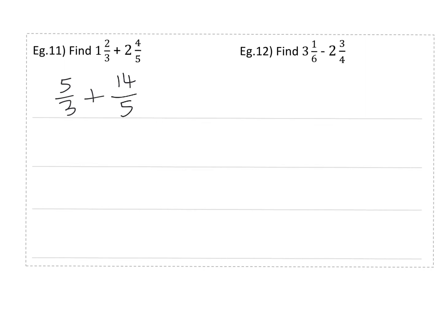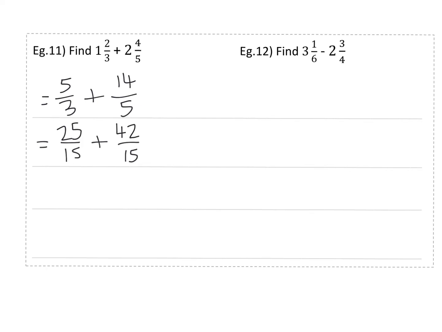Our denominators are 3 and 5, so the common denominator would be 15. 3 times 5 gives 15. To go from thirds to 15ths, we times by 5. 5 5s are 25. To go from fifths to 15ths, we times by 3. So 14 times 3 is 42. If you need to do a calculation at the side, then just work that out instead of doing it in your head if you're going to make a mistake.